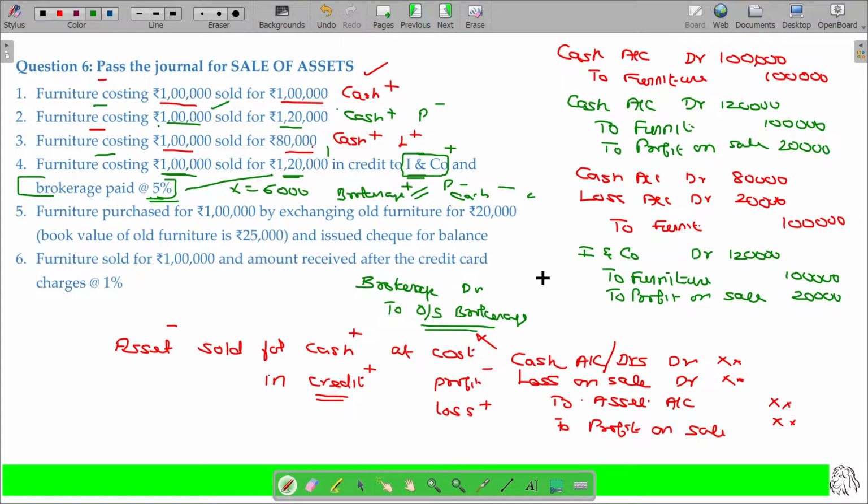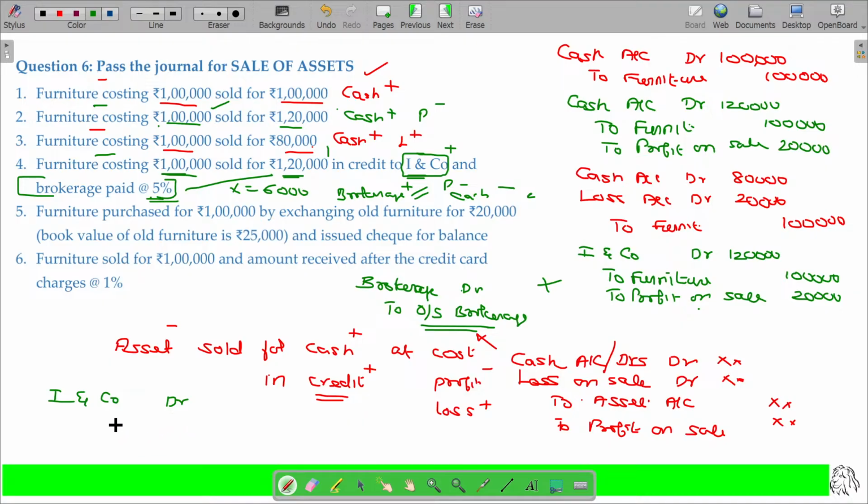In Singar Academy's text, I have combined these two journal entries. That's why the journal entry will appear this way. This brokerage is an expense. Expenses are adjusted in the profit on sale. That's how the combined entry will be there. First, understand the independent entry. The combined entry can be mastered later on.